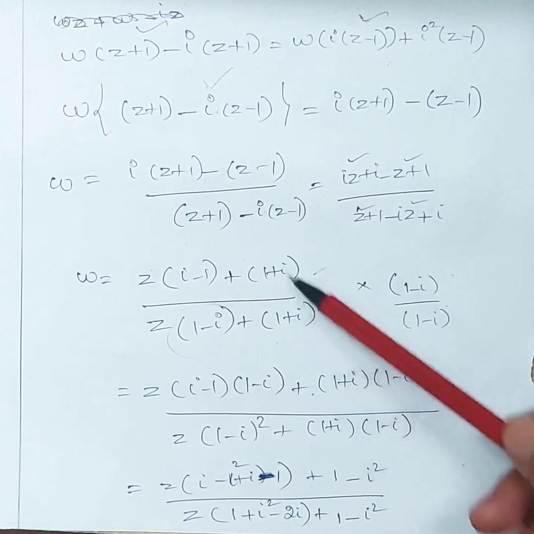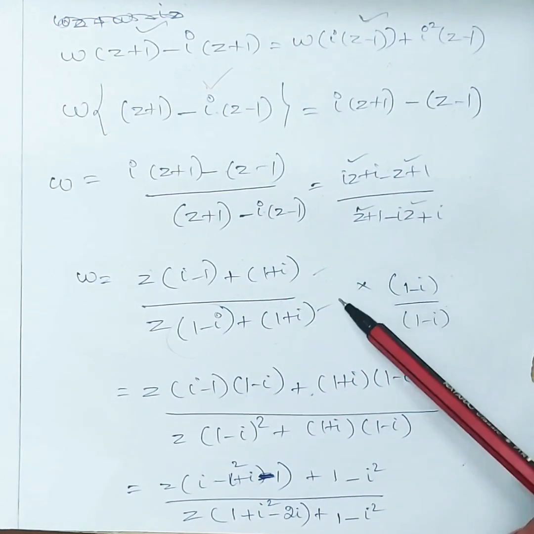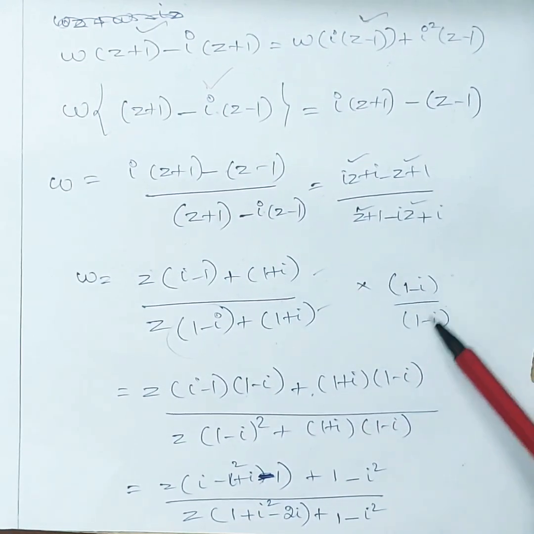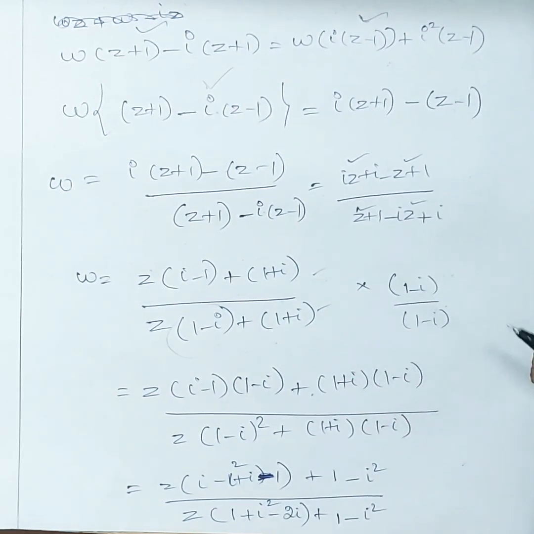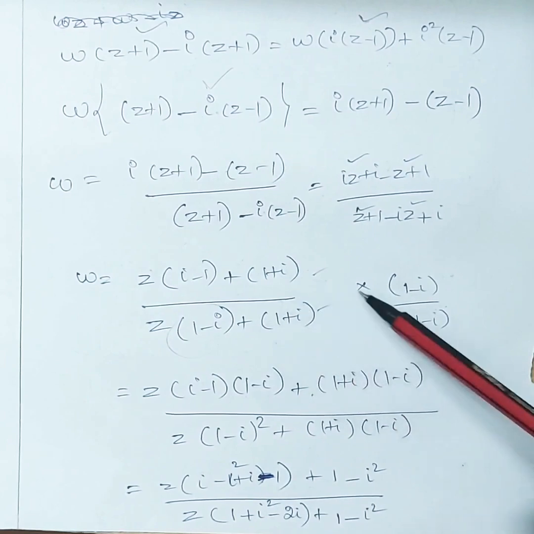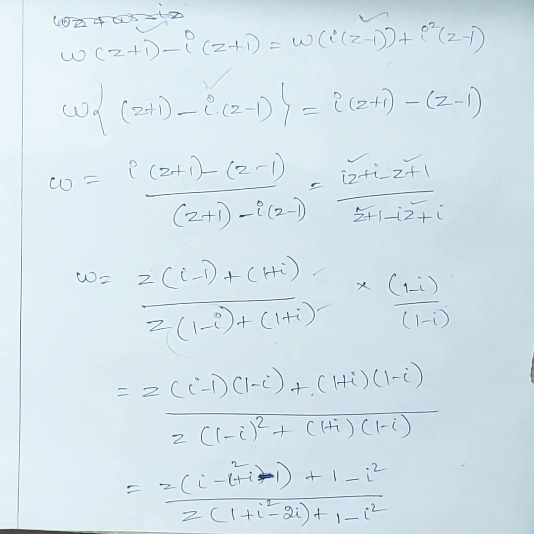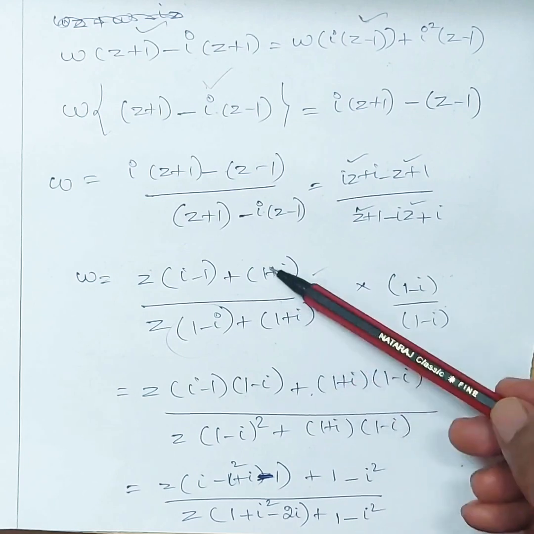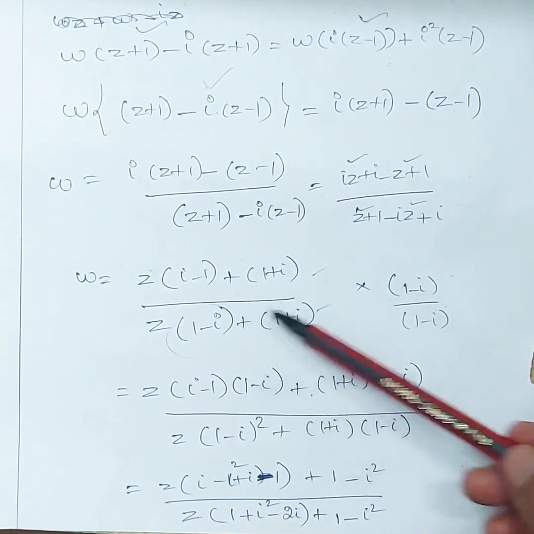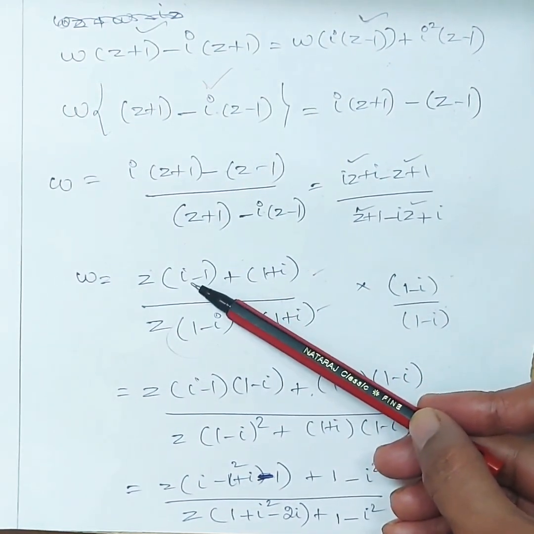Now again this needs simplification. What am I going to do? Multiply and divide by 1 minus I, so that this term is not too huge. Same as the previous one, the terms will automatically get simplified if you multiply by this and divide by this. So 1 plus I into 1 minus I will become 1 minus I square. Numerator also 1 minus I square, just multiplied with this term.